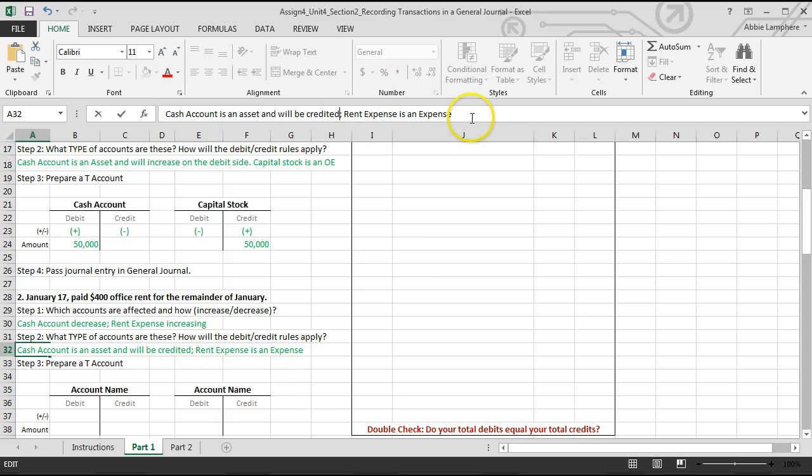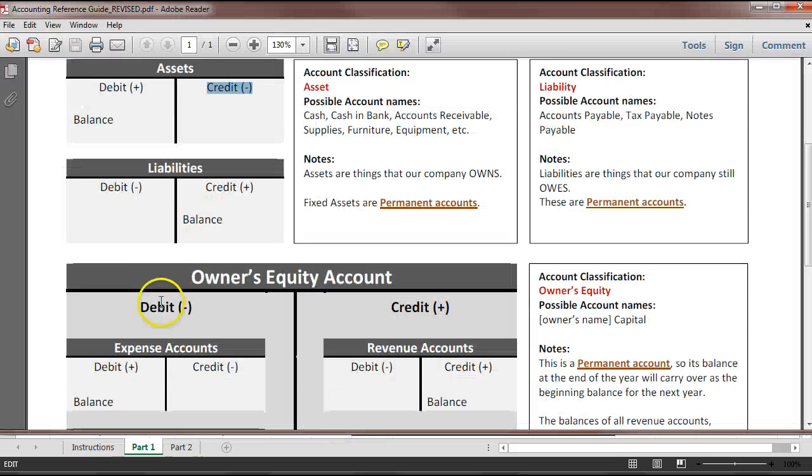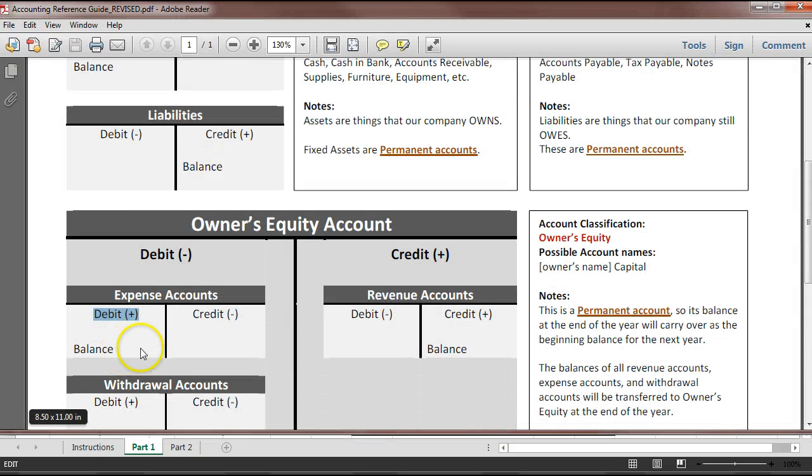Rent expense is an expense account and will be debited because we said it's going to increase the amount of money we're putting towards that expense. So that expense account is being debited. You will find that hardly ever do we credit an expense account because we're always paying off those expenses. So we're always putting money towards the expense. Very, very rarely, and I don't think ever in this class, will you see an expense account credited.